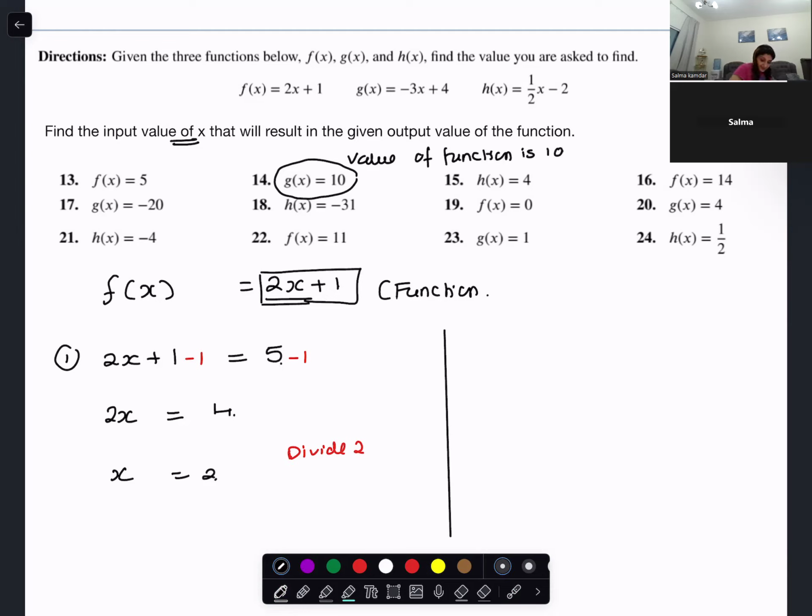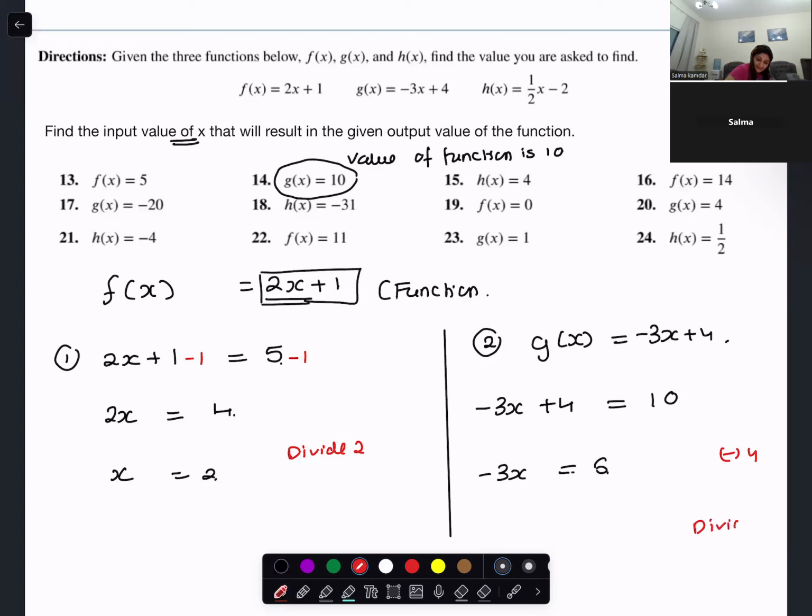So first I will write my function. My function is -3x plus 4. The value of this function is 10. That means the function is equal to 10. Now you have to solve for x. So I will minus the 4. So I have -3x is equal to 6. Now I can divide by -3. So x is equal to -2.